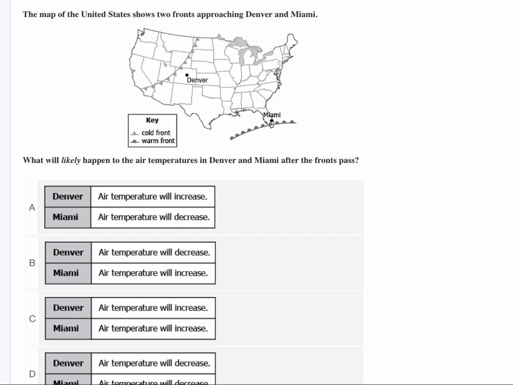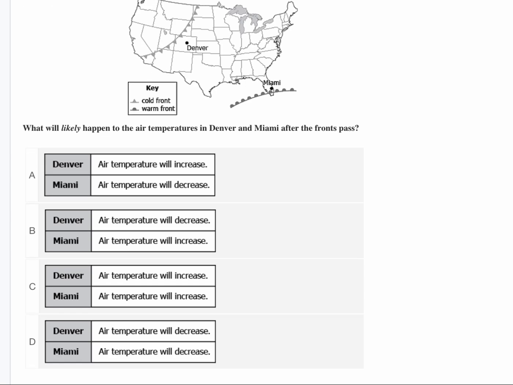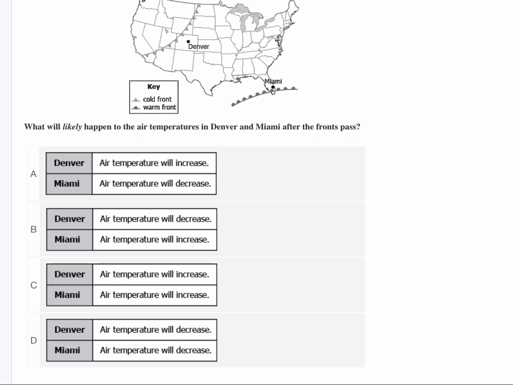A. Denver, air temperature will increase. Miami, air temperature will decrease. B. Denver, air temperature will decrease. Miami, air temperature will increase. C. Denver, air temperature will increase. Miami, air temperature will increase. D. Denver, air temperature will decrease. Miami, air temperature will decrease.